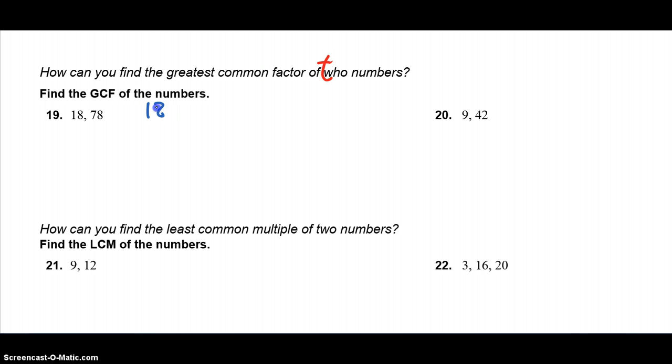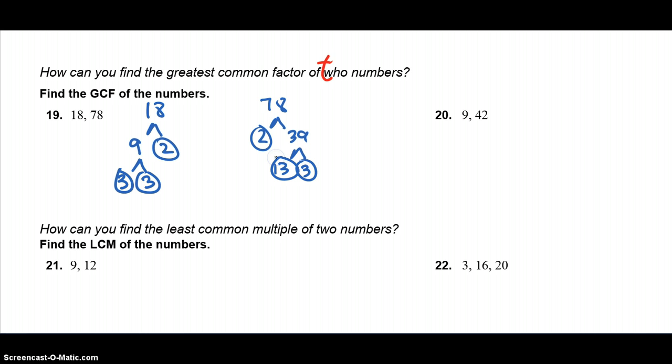I'm going to take 18 and I'm going to factor this down. 9 and 2. 2 is prime. 9 would be 3 and 3. And then I'm also going to make a factor tree for 78: 2 and 39. 39 is 13 and 3. Then I'm going to write their prime factorizations out from least to greatest, one on top of the other. 18 is 2 times 3 times 3. 78 is 2 times 3 times 13. And I'm going to see what they have in common.